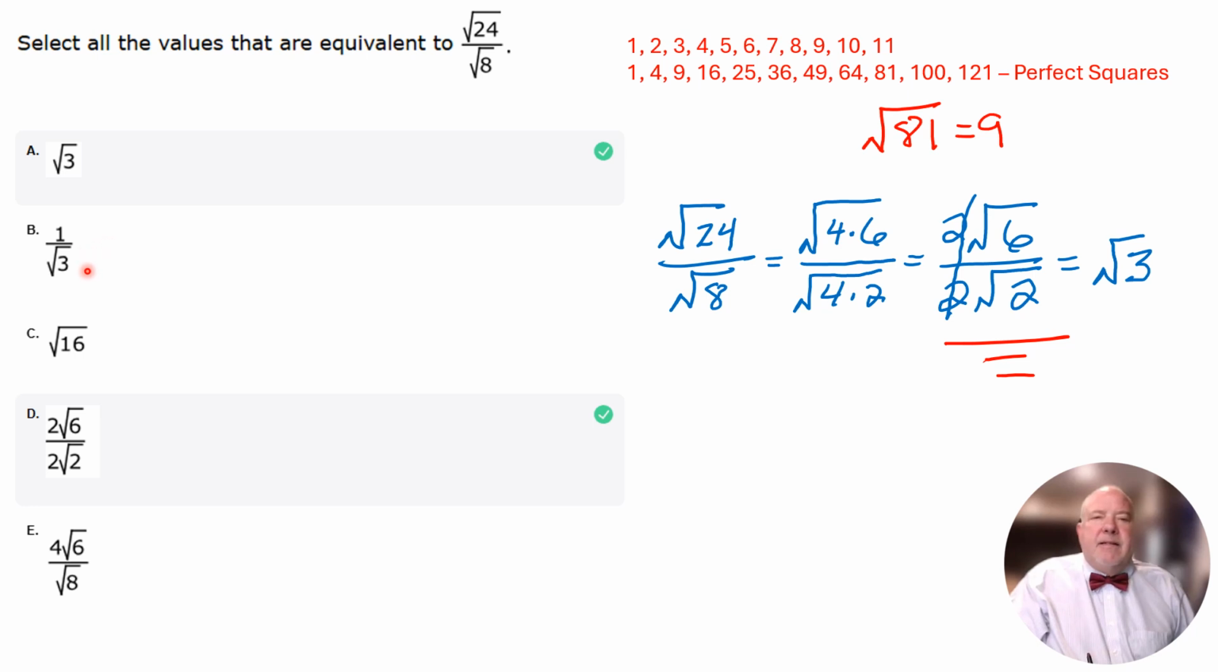B, square root of 3 is not in the denominator, so that's no good. Square root of 16, no, that's square root of 16, by the way, that's a perfect square. That would just simplify to 4. And then E, you've got a 4 that got factored out, and we have no 4 factored out, so that's not any good either. So hopefully that helped you out.